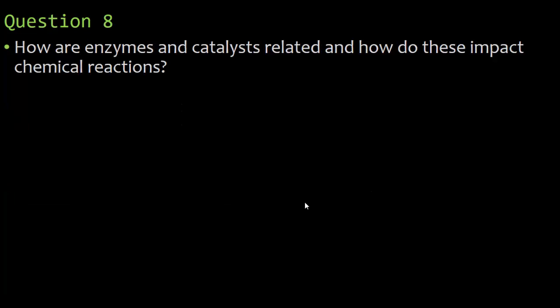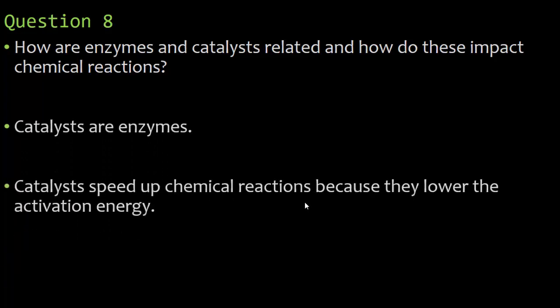Okay, number 8, how are enzymes and catalysts related, and how do these impact chemical reactions? Well, catalysts are enzymes. Well, what does that even mean? Well, catalysts speed up chemical reactions because they lower the activation energy needed. For example, the example we talked about is the paper in front of you should catch on fire. Well, the activation energy that it needs is too high. The catalyst would lower that activation energy, and that'd be equivalent to like using a match. So they lower the activation energy, and because the activation energy is lower, the chemical reaction is going to speed up. You don't need as much energy.